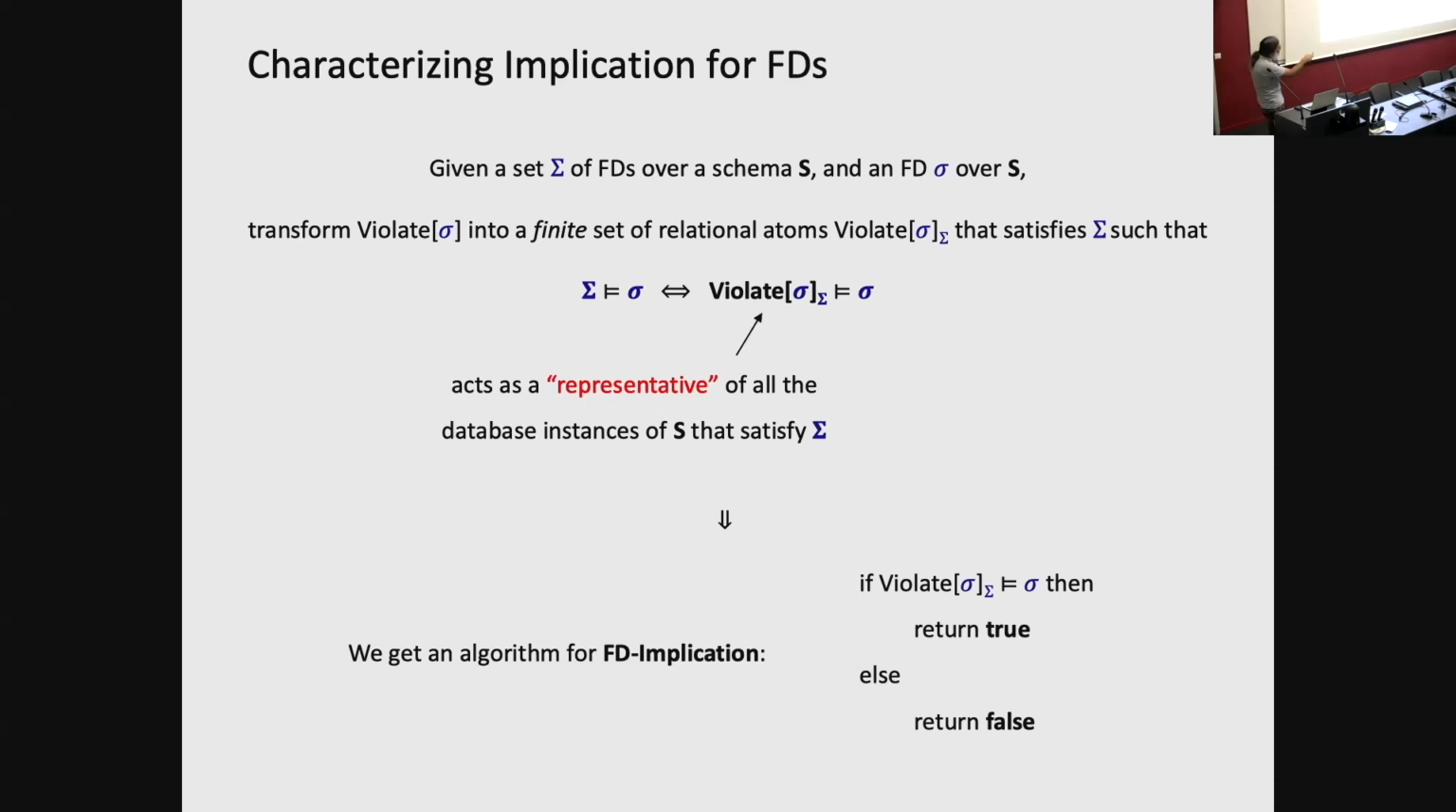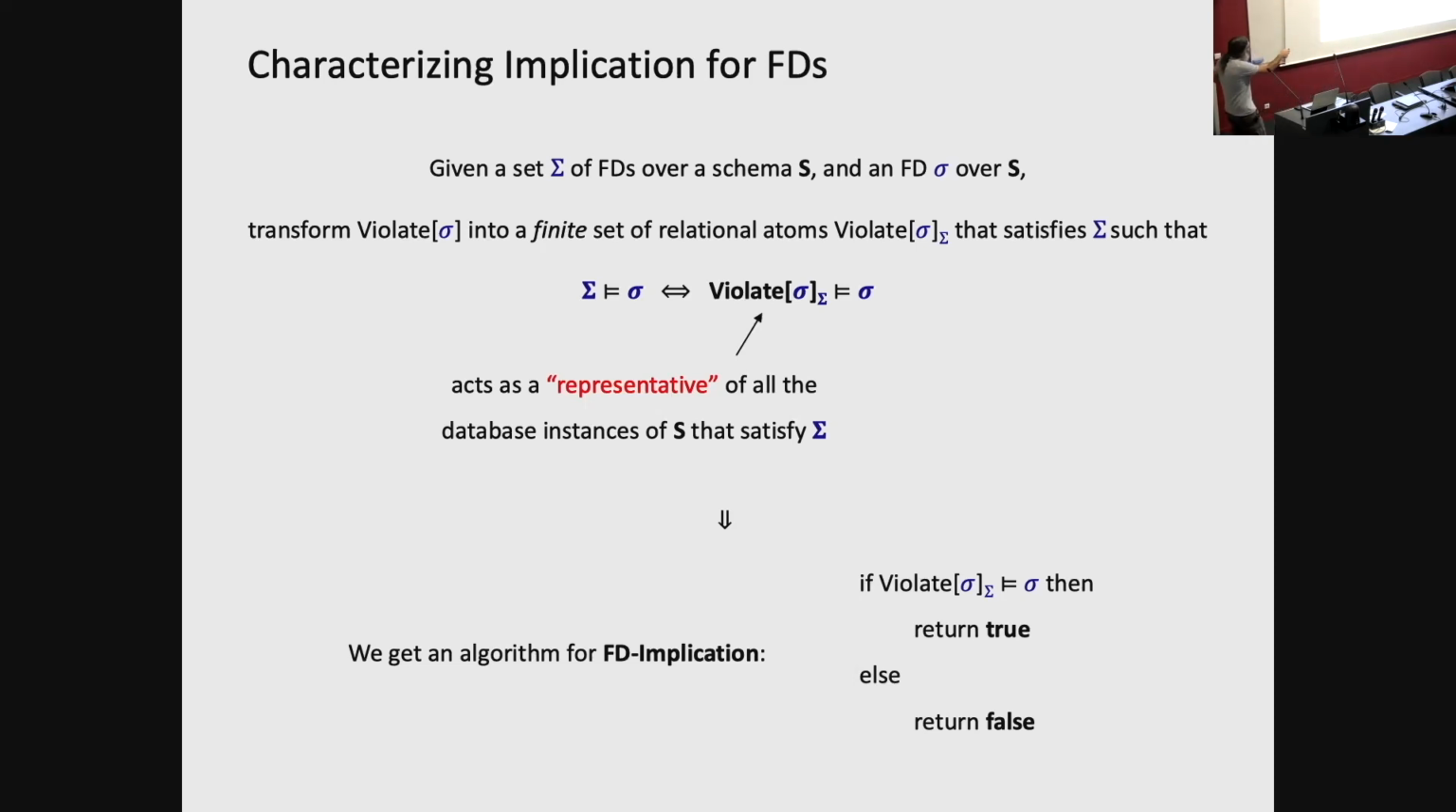The implication holds, otherwise false. And this is indeed an algorithm because of this equivalence, providing that we have such a way of transforming violate sigma into this new set of atoms. So assuming that we have this way in place, then this is the algorithm. Okay, and the point now is how we transform this violate sigma into this new set. And we will see that in a while.